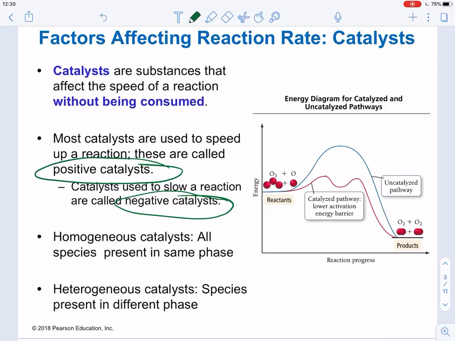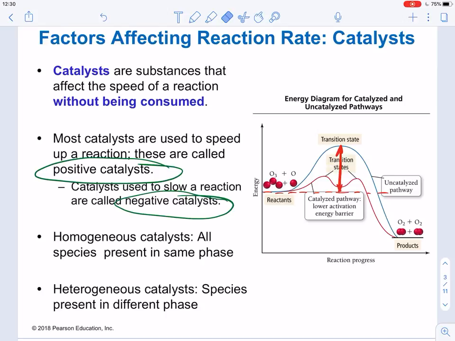So here, let's change. Here you have the transition state, the normal transition state for the reaction without a catalyst. And then if you use a catalyst, then you are providing a different route for that reaction.